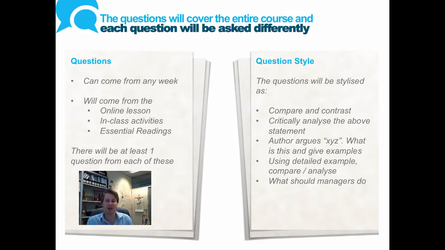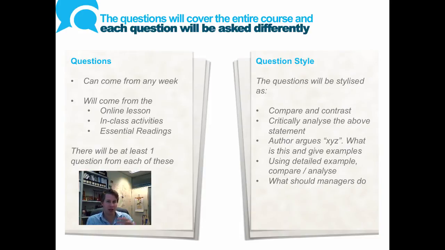The question styles are going to be stylised as: compare and contrast A and B. Critically analyse the above statement. So I might say, communication is important for all people. Critically analyse the above statement. It might be, an author argues XYZ. What is this? And then give examples. So this is probably from the essential reading.